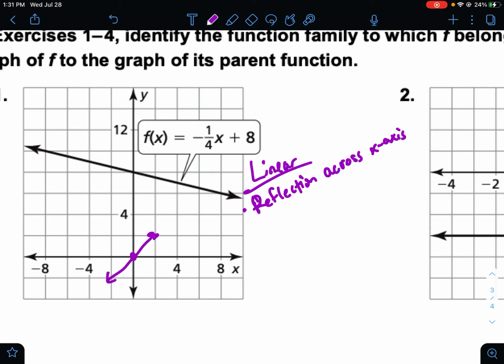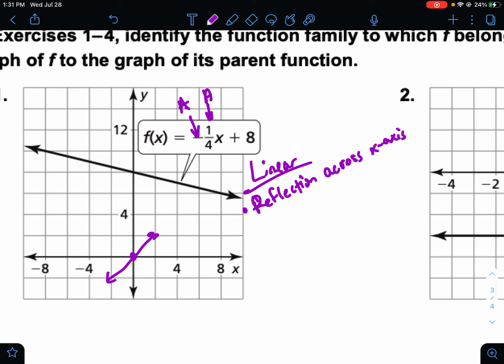Just because it's not across the x-axis doesn't mean that it wasn't reflected. The fact that the line is now negative, this part right here is negative, that means that you're going to get a reflection across the x-axis. So don't just go based on looks, look at the actual equation.